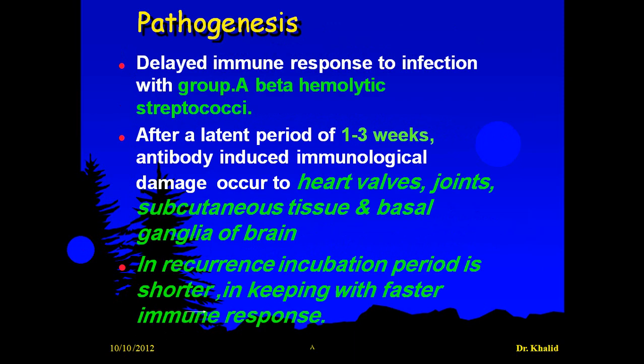Its pathogenesis is mainly unclear, but it is said to be a delayed immune response to infection with group A beta-hemolytic strep after a latent period of 1 to 3 weeks, with some exceptions. We will discuss it later. Antibodies induce immunological damage to the heart valves, joints, subcutaneous tissue, and basal ganglia. In recurrences the incubation period is shorter, in keeping with a faster immune response, not the classical 1 to 3 weeks, maybe shorter.